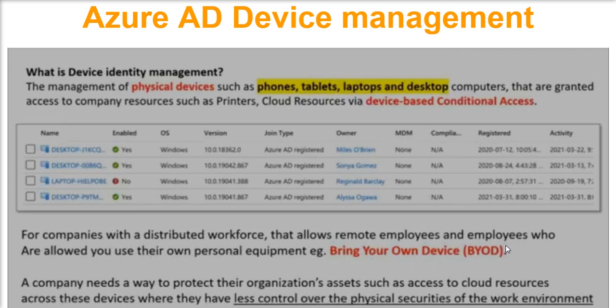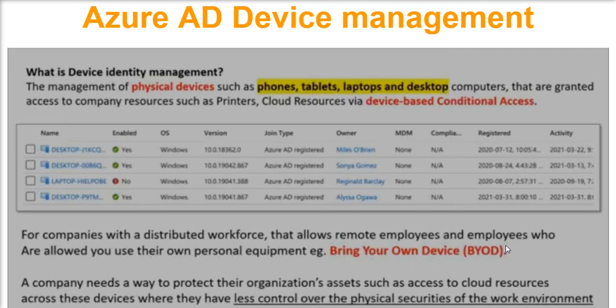So a company needs a way to protect their organization's assets, such as access to cloud resources across these devices, where they have less control over physical security of the work environment. Okay, so they will give access to cloud resources using your device, where they have less control over the physical security of the work environment. Though they will have access to cloud resources, they will have less control over physical security. Okay, so this is device management in AD.